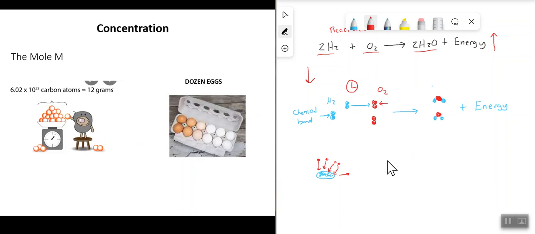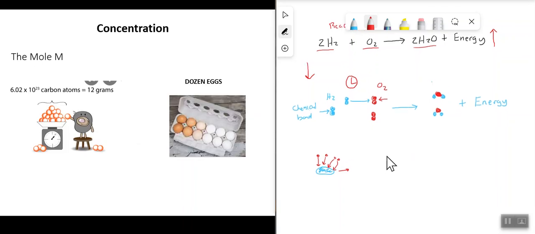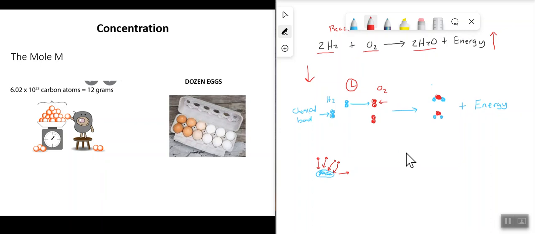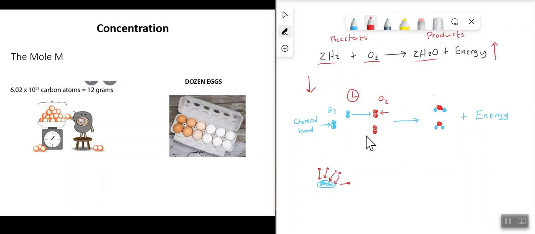So what we can say then is that when we're talking about the rate of the reaction, we're talking about a change in the concentration of either the reactants or the products. So concentration is like a count of the reactants or the products.